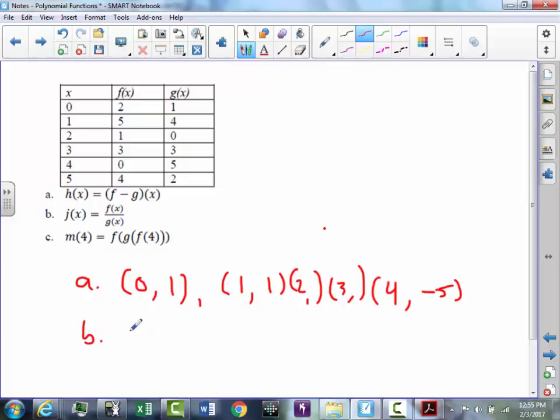Let me try another one here. B. I want you to divide them. So start with 0. If 0 is your input and you divide these two numbers from each other, what's your output?